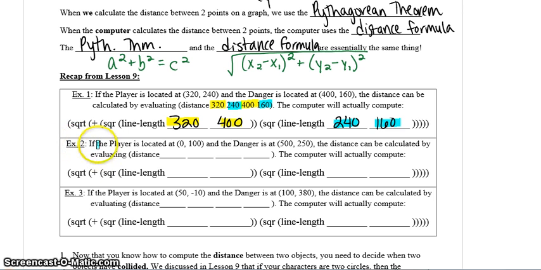So I'd like you to go ahead and try examples 2 and 3 on your own. They're very similar to example 1, so if you want to take a look at that as a hint, go for it. Otherwise, pause the video now and try example 2 and example 3.